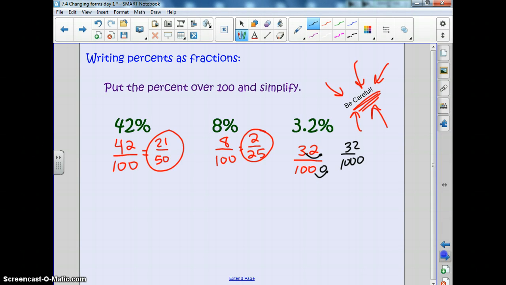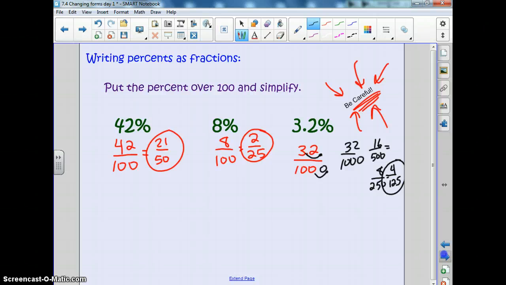You have to be careful on those. You cannot have decimals in the numerator. So now I would simplify this one. I could do 16 over 500, which equals 8 over 250, which equals 4 over 125. And that would be my answer right there, 4 125ths.